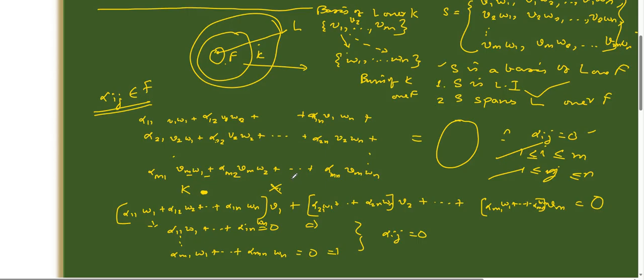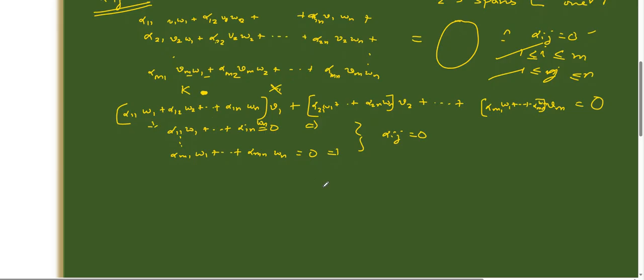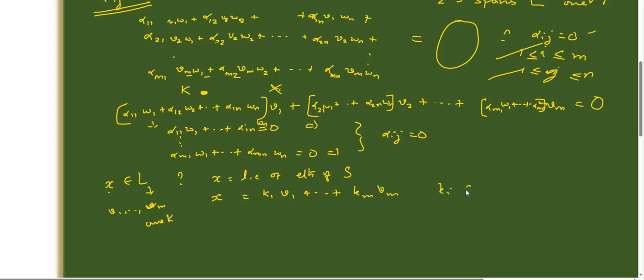Next we have to show that S spans L over F. So for the spanning part, we have to consider an element x in L. What we need to prove is x is a linear combination of elements of S. Because x belongs to L, and L has a basis V1 etc. Vm over K, we can write x as, say, k1 v1 plus and so on km vm, where these ki's are in capital K.